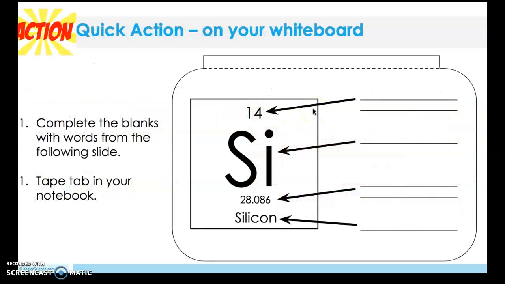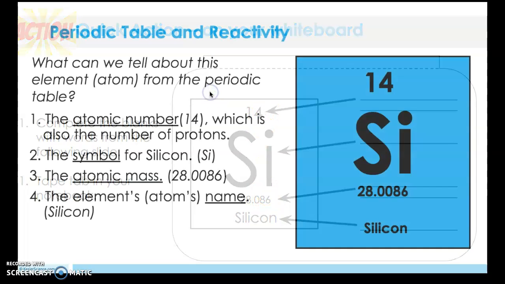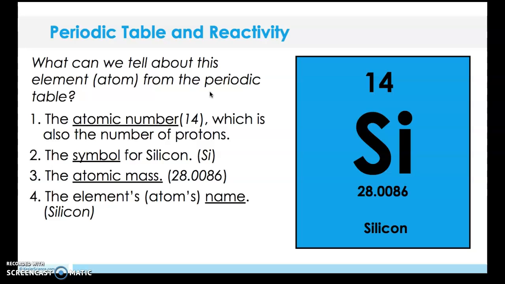Now, this is going to be on our whiteboards, so if you are watching this, you'll just do it on a piece of paper. Try it, test it. You don't need to turn it in, but it's something that may help you. This Si right here, you should be able to identify as my atomic symbol, and you can test yourself. If you pause this, I'll go through the answers. Silicon is the actual name of my element, 28.086 is my atomic mass, and 14 is my atomic number. Hopefully it looked like this.